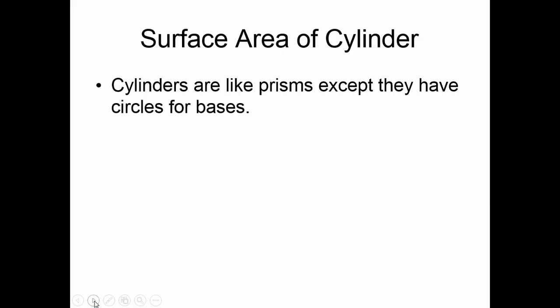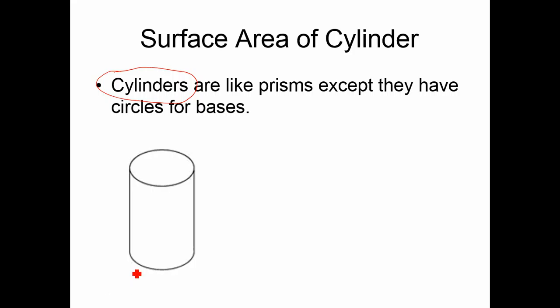So cylinders are like prisms, except they have circles for bases. So maybe you want to write that on that page when you open it up in your notes. We're talking about treating a cylinder just like prisms, except that they have circles for bases. So if we take a look at what that looks like, if this was a square on the bottom or a rectangle, it would be a prism. But because that curved surface is now there, it makes it into a cylinder shape.